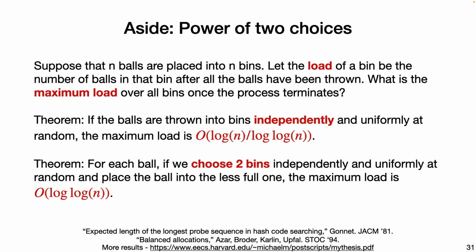And this old theorem from '81 tells us that if the balls are thrown into the bins independently, just uniformly at random, you get a ball, you pick uniformly at random one bin, and you throw it into that bin, the maximum height of any bin at the end is log n over log log n. So it's pretty much like log n.